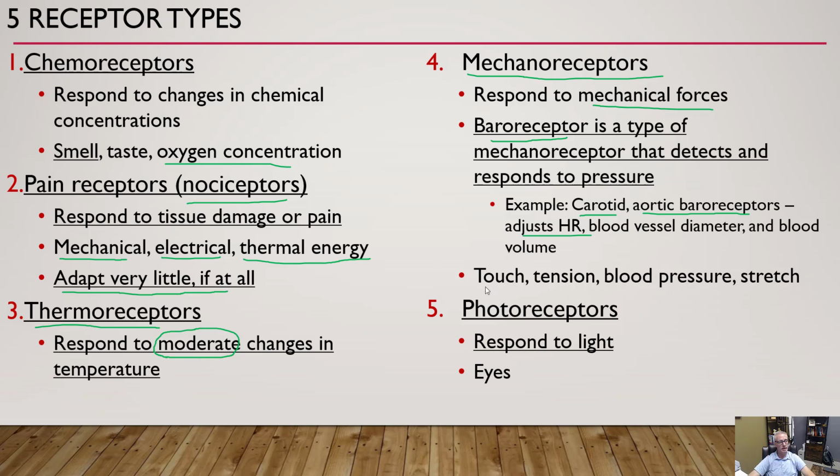Also, these mechanoreceptors look at touch, tension, blood pressure, stretch. Remember that we have those Pacinian corpuscles and those Meissner's corpuscles, those tactile corpuscles that are touch. Those Pacinian corpuscles look at pressure, and they are in our dermal layer. Photoreceptors. Photo means light, so your photoreceptors are pretty much in your eyes only, and they are going to respond to light.